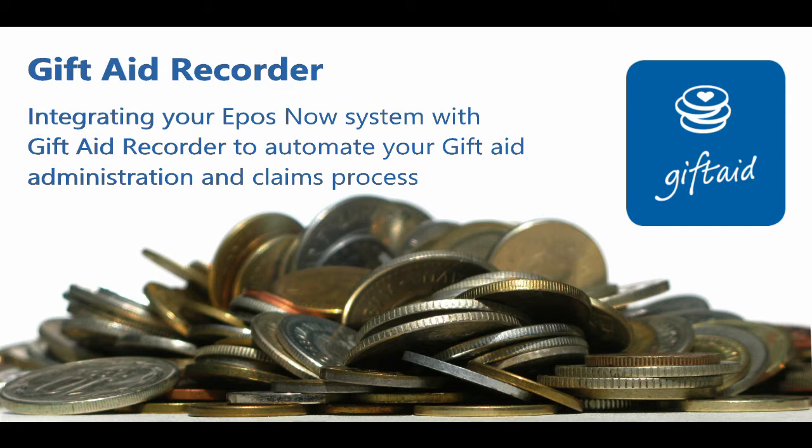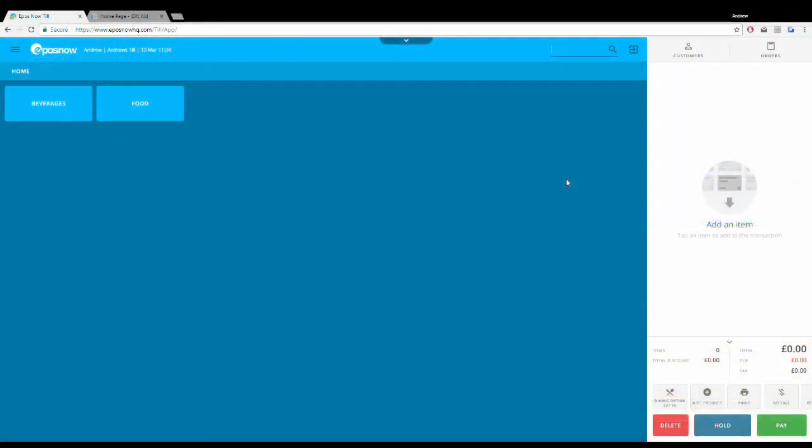Having explained the GiftAid scheme, the customer has agreed to be a GiftAid donor and has given either a verbal GiftAid declaration or completed a paper GiftAid declaration. Now we can enter the donor's details into the system.